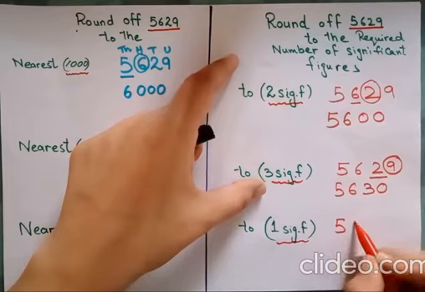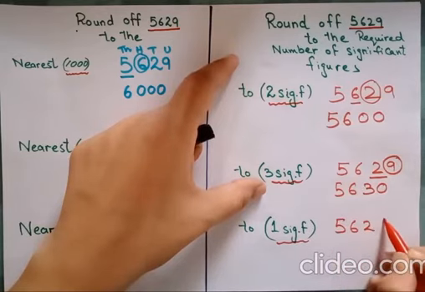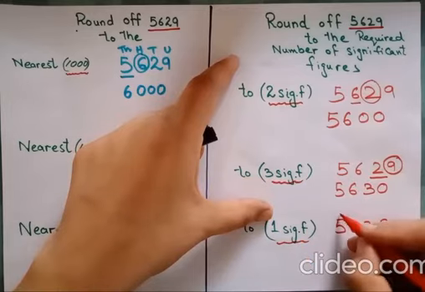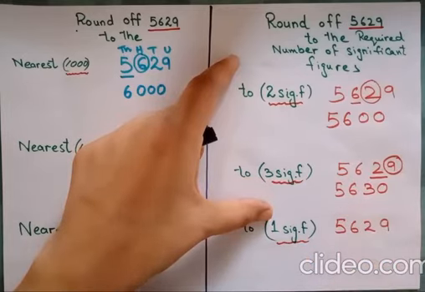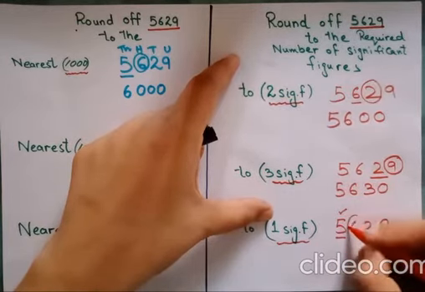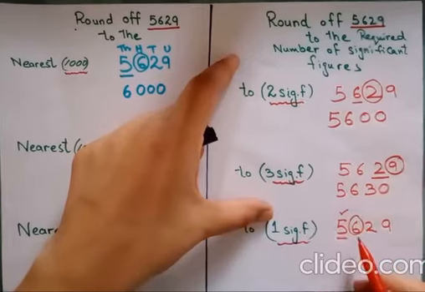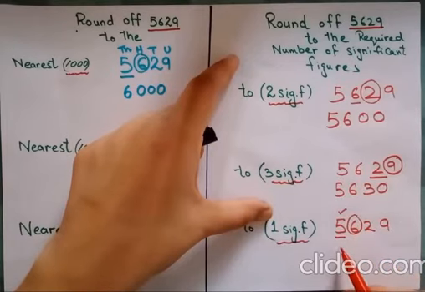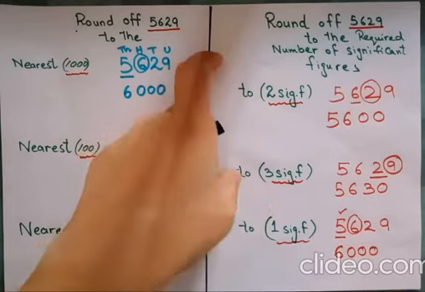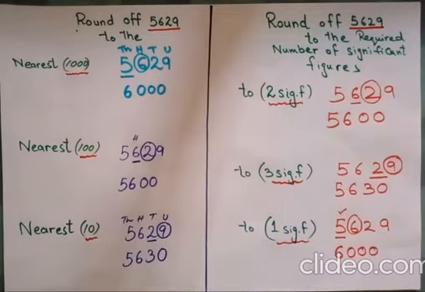Lastly, we have to do 5629 to one significant figure. So this is our first significant figure. We have to start from our left side. This is the first significant figure, so I will underline it and encircle this one. As it is more than 5, add 1 to the 5, it will become 6, and then 0 0 0. Sometimes we have to write zeros just to keep place value.